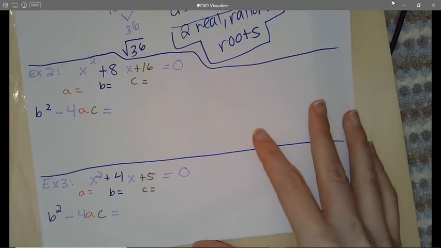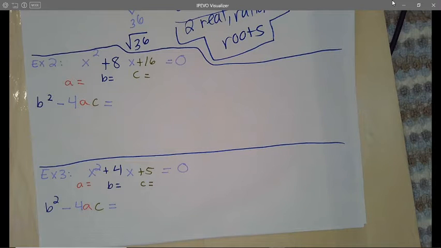Welcome back. Let's start on example 2. So again, we're going to find the discriminant, and based on our final answer for the discriminant, we will be math magicians and we'll already know the numbers and types of solutions that your quadratic will have. Pretty exciting, right? Well, let's get started.